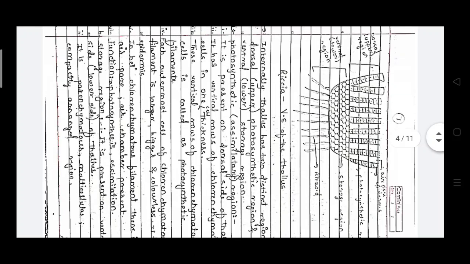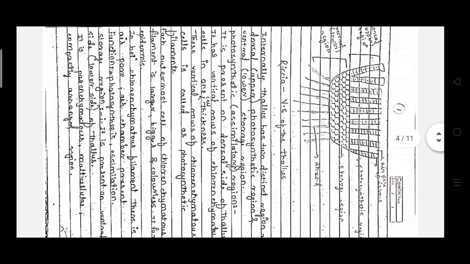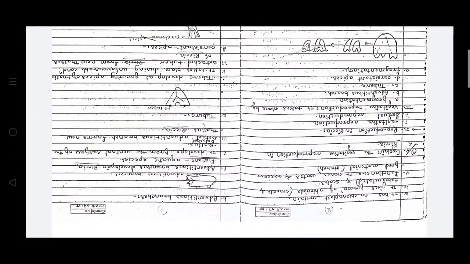Then the second important part in the anatomical structure of the gametophyte is the storage region. The storage region is present on the ventral side, that means on the lower side of the thallus. In that region there are parenchymatous, multicellular, compactly arranged cells, and they have no chloroplast content.